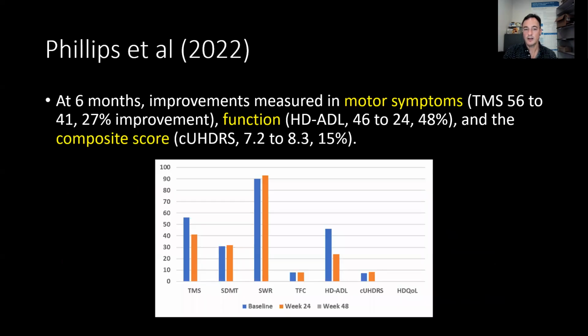So if we look at that on a graph, blue is baseline, orange is 6 months or week 24. Motor symptoms improved by 27%, so down is better in that case. And function improved by 48%, down is better. And the composite score, interestingly, improved by 15%, up is better. That's not a huge jump, but considering this man was visibly deteriorating very quickly, and he's not only stabilized, but perhaps gained a little ground back after 6 months of this approach, I think that's encouraging. Remember, it's just one patient.